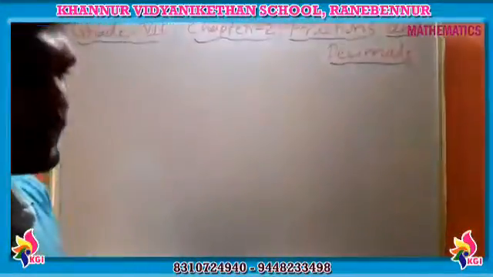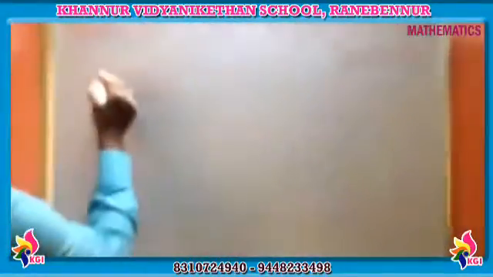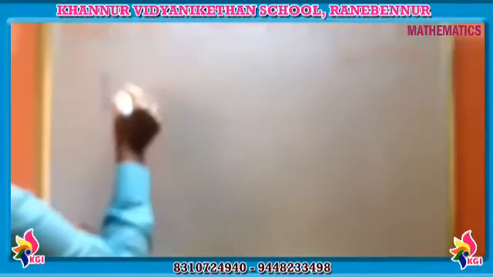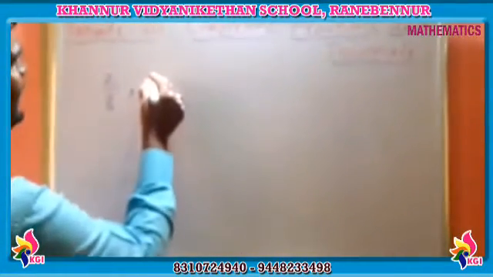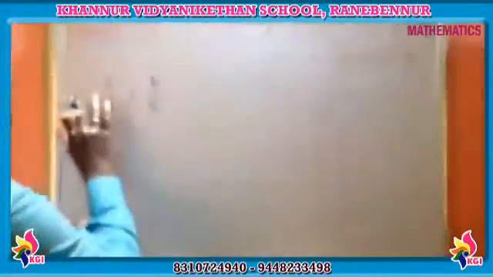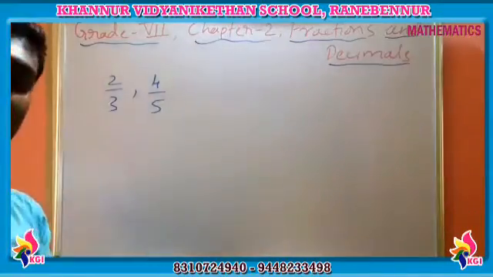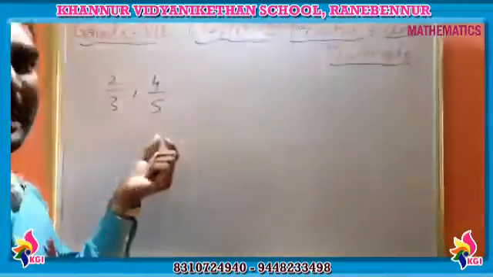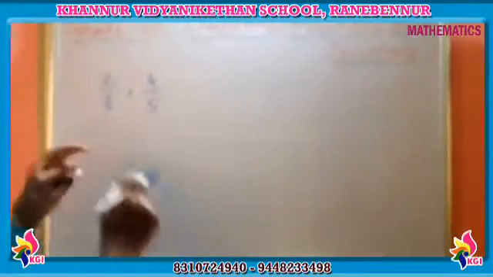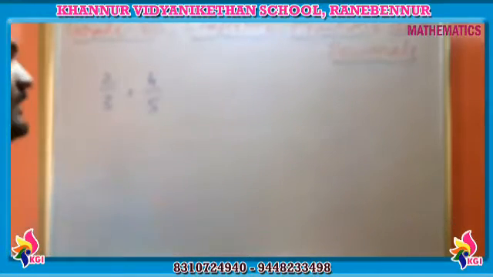Okay, just one small example which I am taking myself. If I take 2 divided by 3 and one more, 4 divided by 5. Looking at these two fractions, which type of fractions can you say these two are? These are, as you know, unlike fractions. Correct, children? So I want to convert these unlike fractions into like fractions.